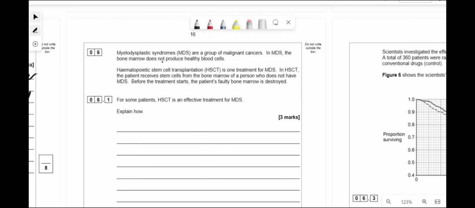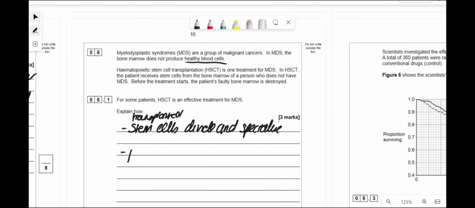So it's told you here that in MDS, you do not produce healthy blood cells. So if you replace the stem cells with stem cells that aren't MDS stem cells, they're going to make healthy blood. So, transplanted stem cells divide and specialize. And this produces healthy blood cells. Since they've destroyed the previous bone marrow, there's no MDS cells.